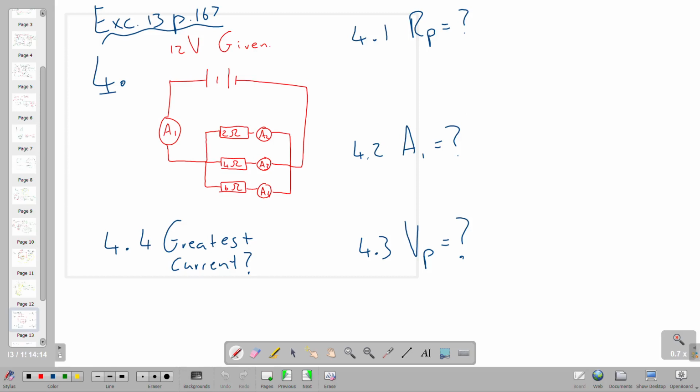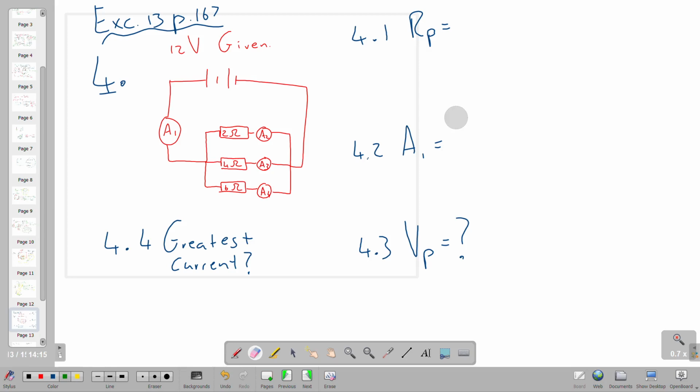Now I'm going to do a question out of exercise 13 on page 167, question 4. This is in your textbook, so please follow along. If you feel like you can try it on your own already, then go for it. Pause the video as you go along. But I'm going to do this step by step with you now.